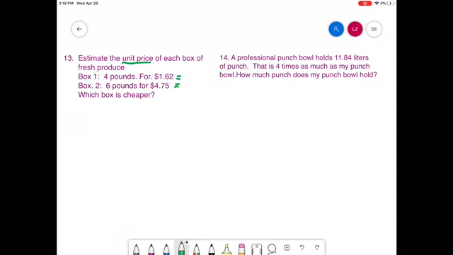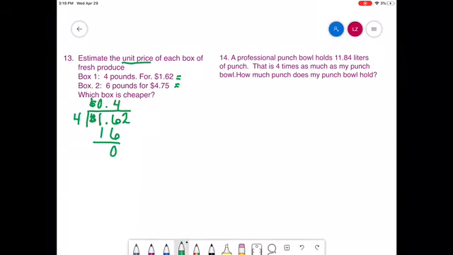Okay, so let's take box 1. You have 4 pounds for $1.62. So $1.62, we are going to divide that by 4 to figure out how much just 1 pound costs. First step, move your dollar sign and your decimal up. 4 goes into 1 0 times. 4 goes into 16 4 times.